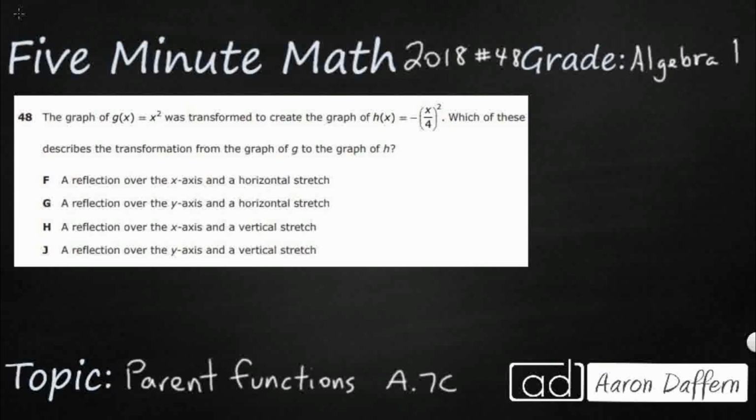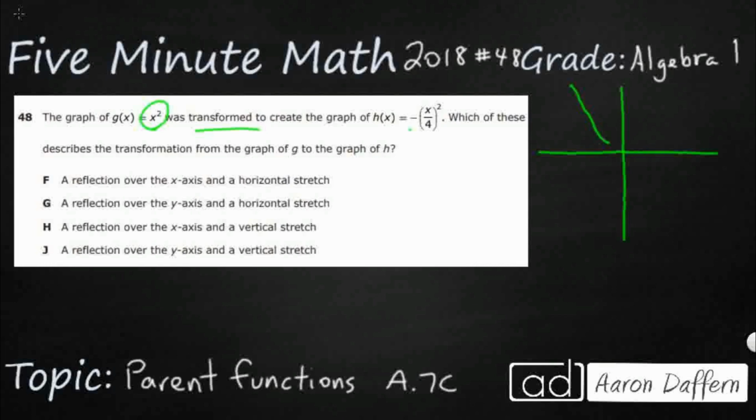So we have the graph of g of x equals x squared. It was transformed here. And wow, we've got this negative x over 4 squared. Okay, so what exactly are we doing here? Well, let's take a look at just a basic x squared. So this g of x is going to look like this.